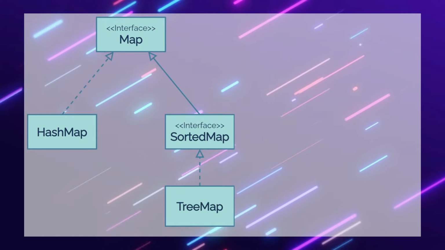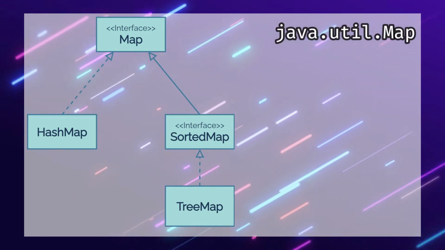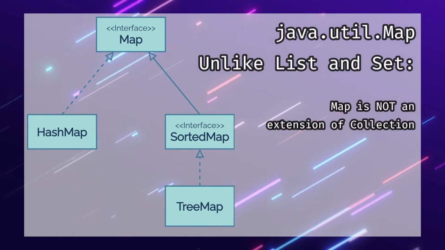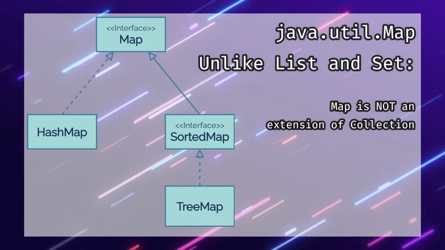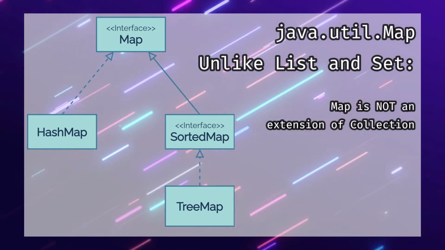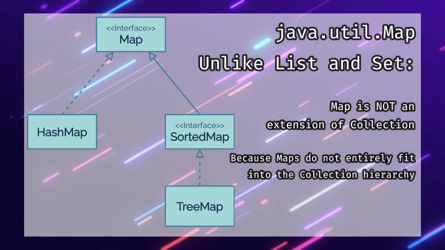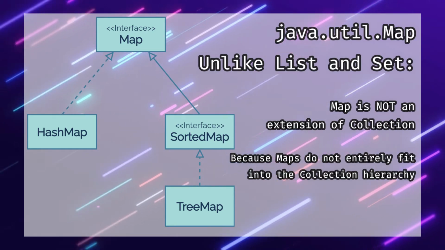Another root interface that belongs to the collections framework is the Map interface, denoted by java.util.Map. Unlike List and Set, Map is not an extension of the Collection interface. This is because maps do not entirely fit into the collection hierarchy, for reasons I will explain in more detail later on.